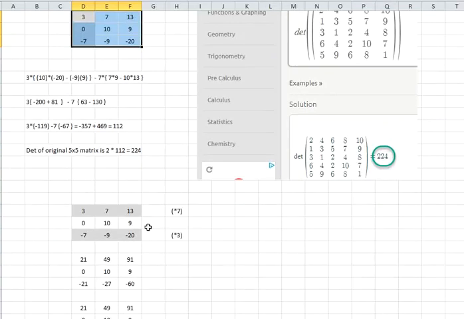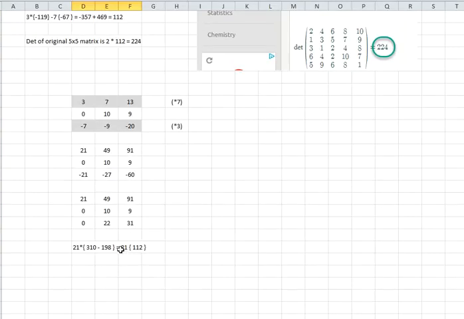And here's more stuff we did about multiplying rows by a number and remembering to take them out at the end to get the right answer of 224.